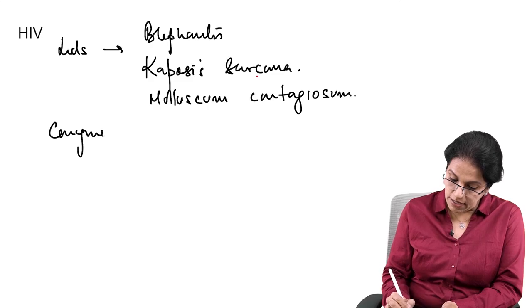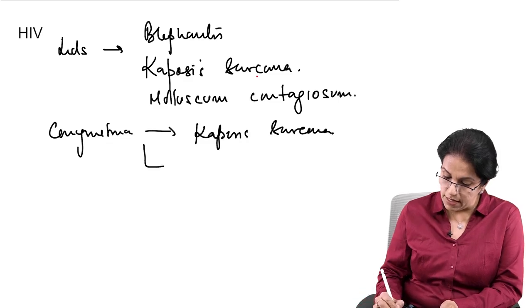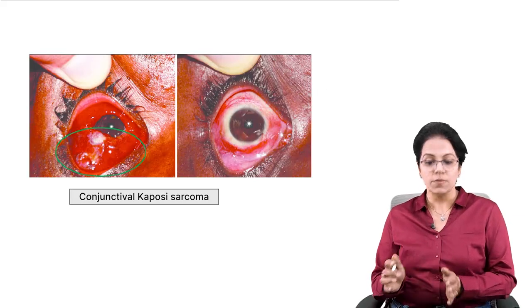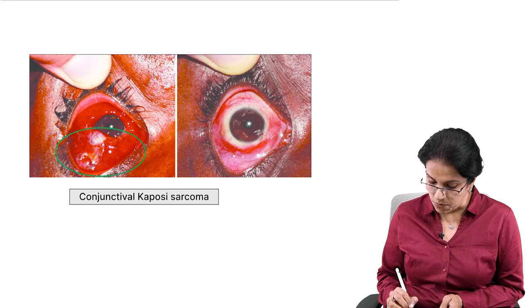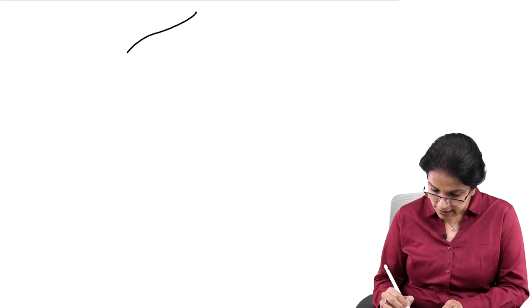In the conjunctiva, again, what you get is Kaposi sarcoma. And apart from that, a high incidence of squamous cell carcinoma. So, let's have a look. This is Kaposi sarcoma of the conjunctiva. Right? So, that was the conjunctiva. What else can we get?